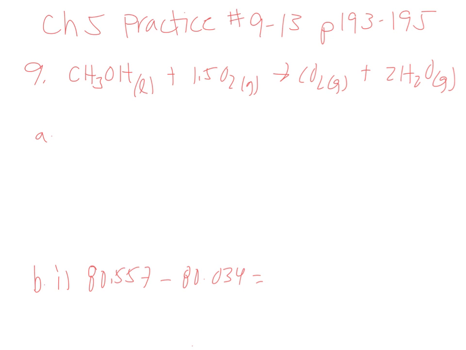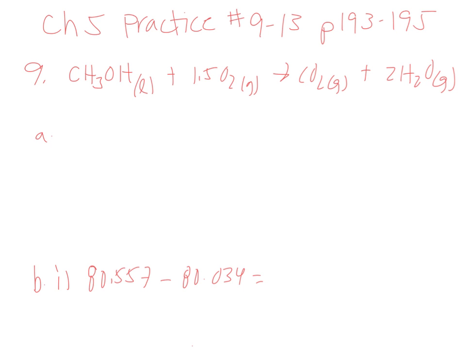Question number 9 is rather lengthy, but this is kind of typical of paper 2 questions from IB. And in this video, I'm going to cover questions 9 through 13 from the end of chapter 5 on page 193 to 195. So the first thing they ask you to do is use this equation for the combustion of methanol, and then use bond enthalpy values from table 11 to calculate the heat of combustion using bond enthalpies. So first thing you have to know is what bonds are in there.